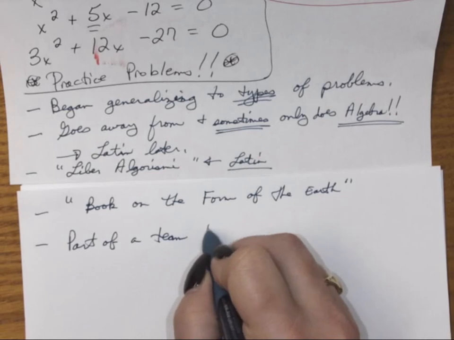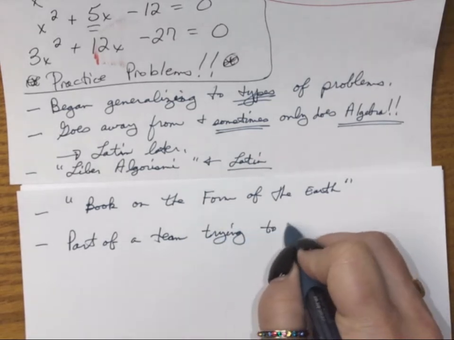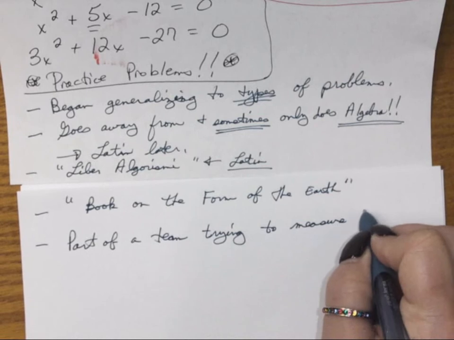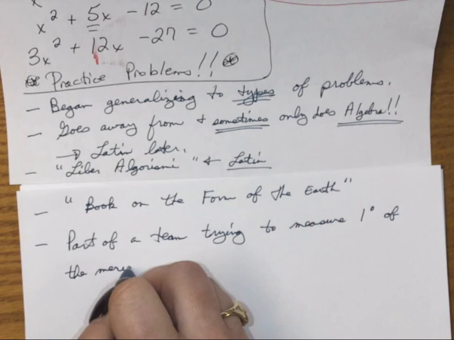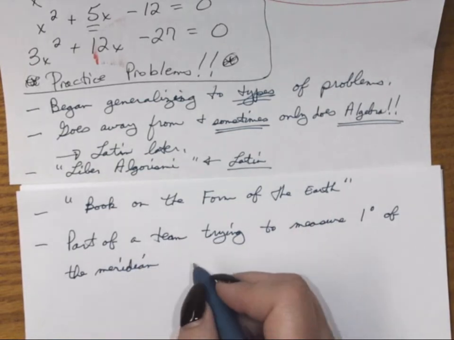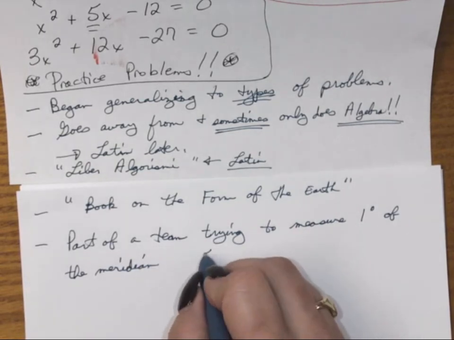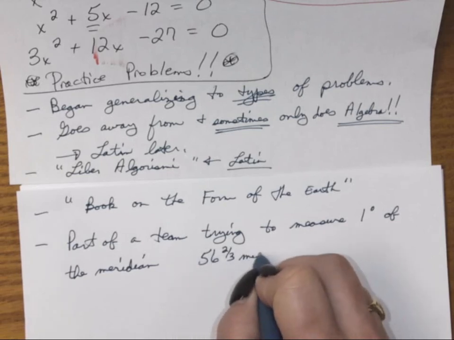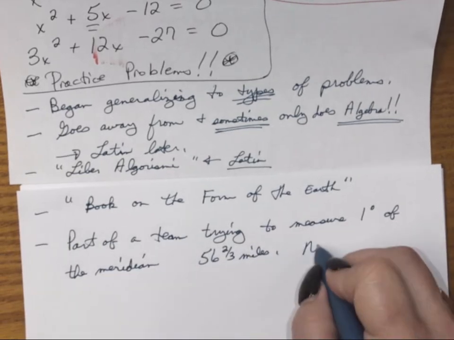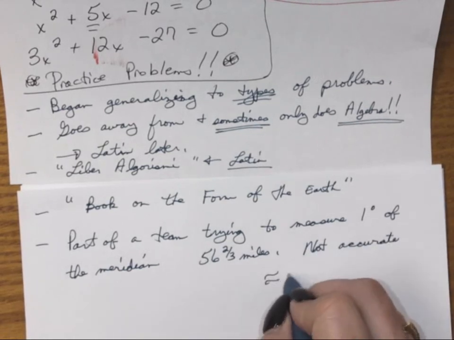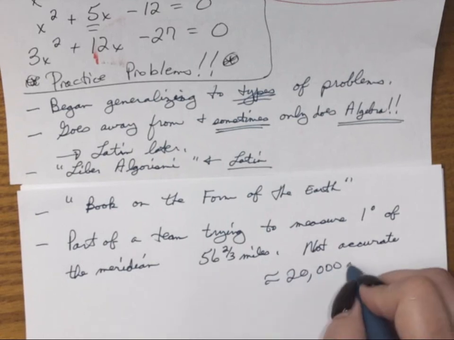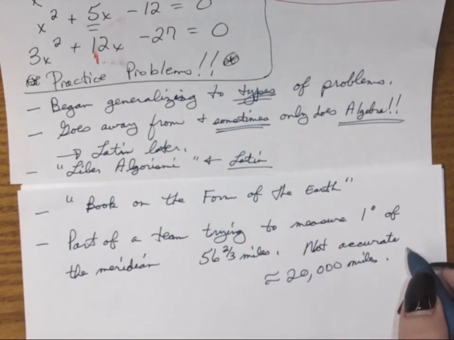And something interesting, he was part of a team that was trying to measure 1 degree of the meridian. Like, how far is that, is what he was trying to measure. And what they came up with was 56 2/3 miles. Now, that's not accurate. I believe the answer is more along the lines of 20,000 miles. But he was doing some math and trying to measure weird things like what's 1 degree of the meridian. So that's kind of fun.